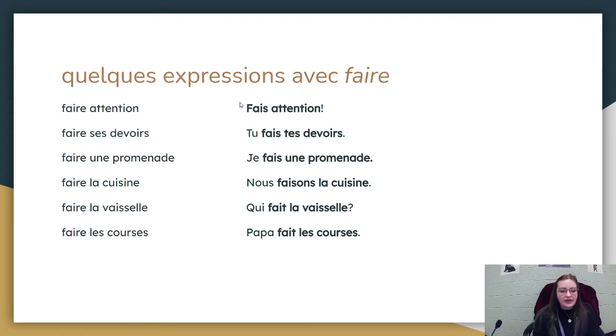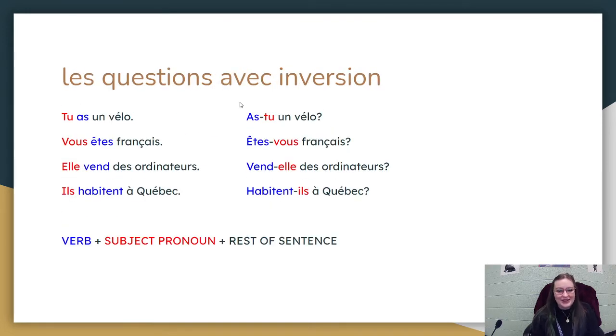Les questions avec inversion. Questions with inversion. So in a normal sentence in French, as well as in English, it goes subject, verb, rest of sentence, right? You have a bike. You can see here, tu as un vélo. Okay, tu as un vélo.